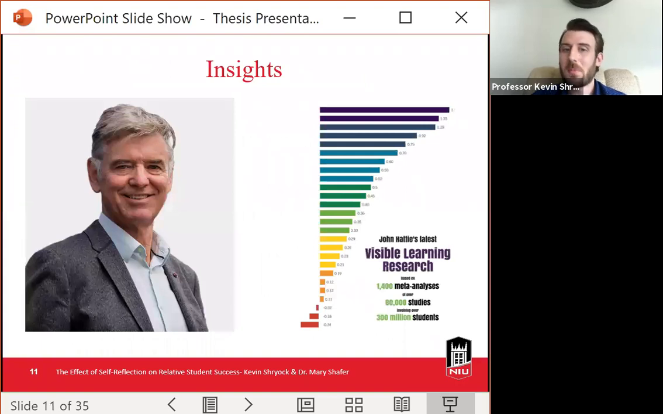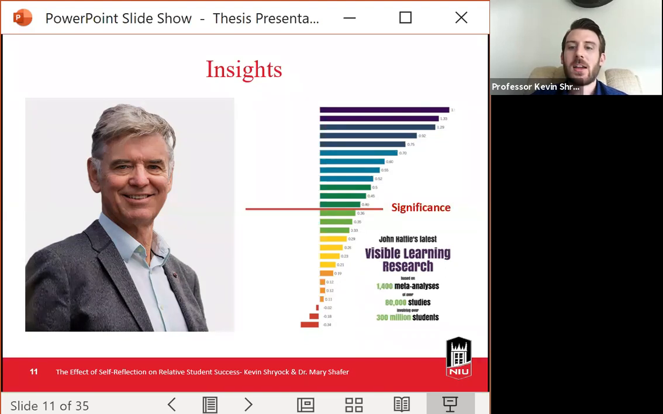Thankfully, we do have some insight in which key factors may be critical to improving our classroom success. That is, at least for grades K through 12, which have received the bulk of the math education researchers' attention. Now, John Hattie, who's shown here, is a researcher who compiled 1,400 meta-analyses composed of over 80,000 studies involving 300 million K through 12 students. And he has compiled over 250 influences and organized them by how effective they were at promoting learning, with a cutoff at 0.4 as being the above average improvement indicator.